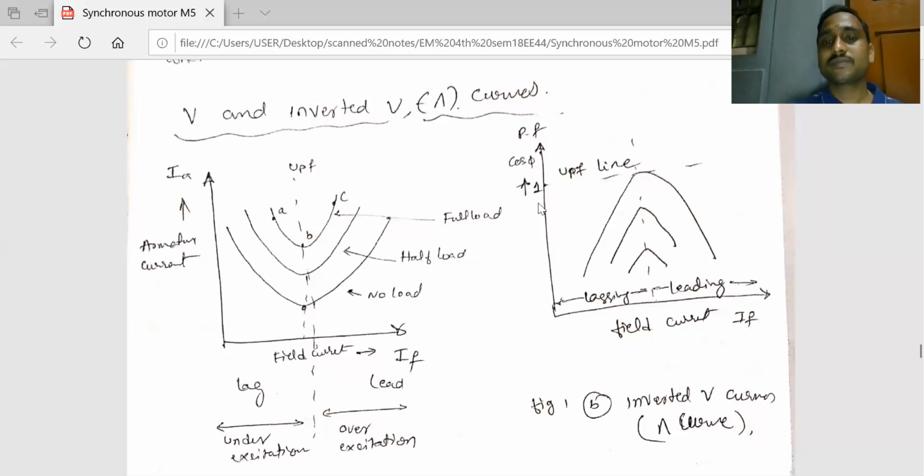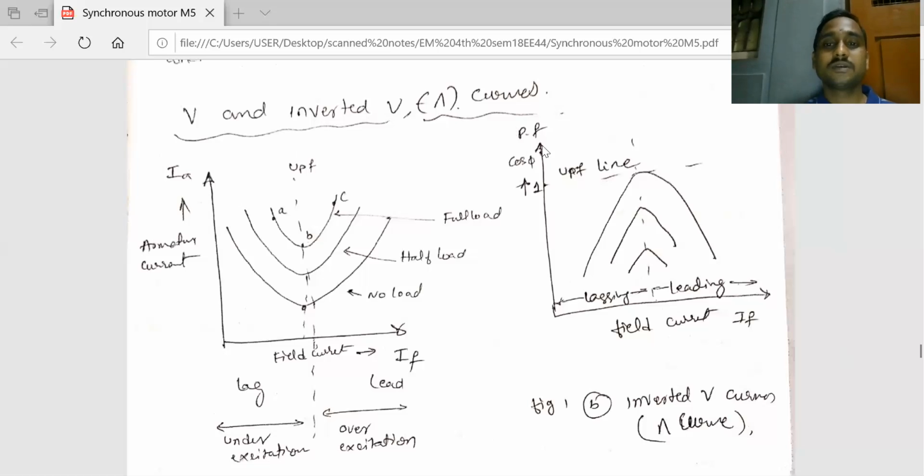Similarly, inverted V curves can be drawn the same way, but instead of armature current, we draw power factor versus field current. While doing this experiment, along with the same armature current, you also take the power factor reading. The power factor reading is inversely related to the previous characteristic.